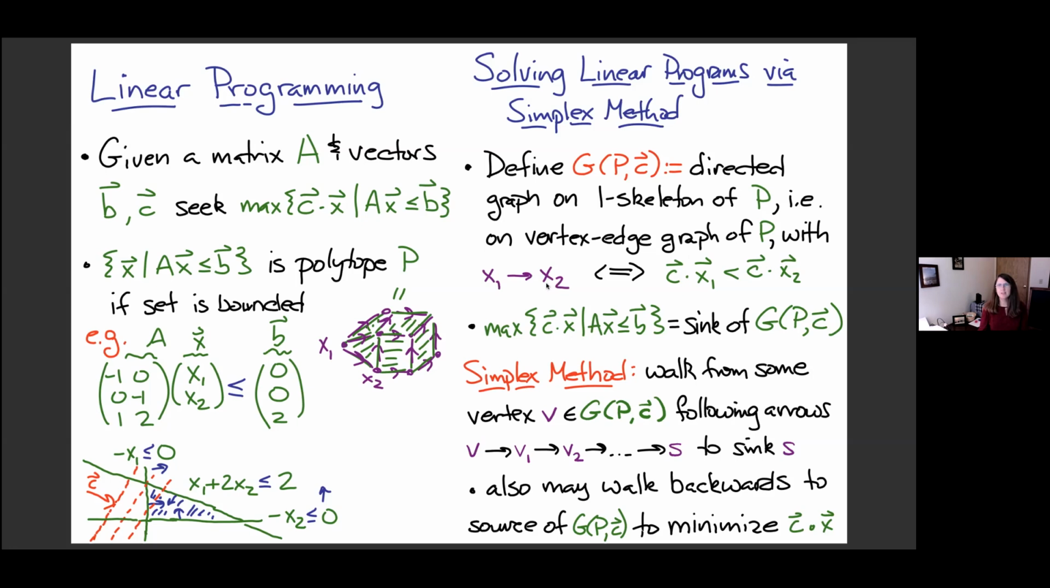So we have this directed graph on the one skeleton where we have an arrow from a vertex x1 to a vertex x2 if the dot product of x1 with C is less than the dot product of x2 with C. And in this case, the place where the dot product is maximized in the polytope is going to be the sink of our directed graph.